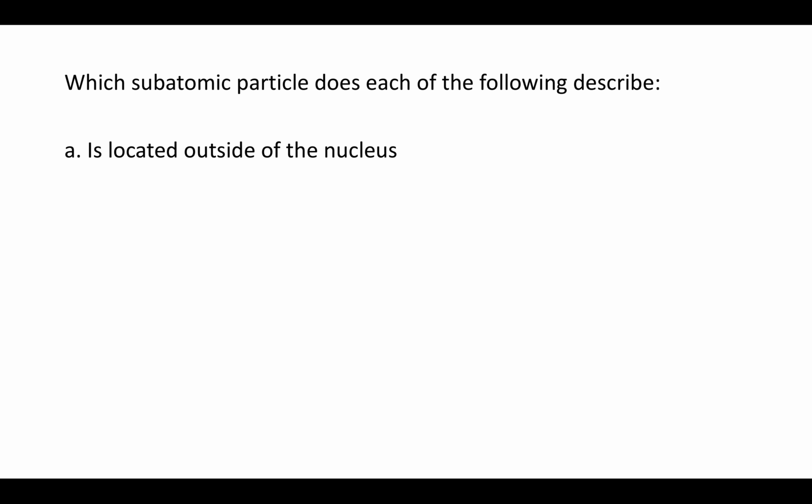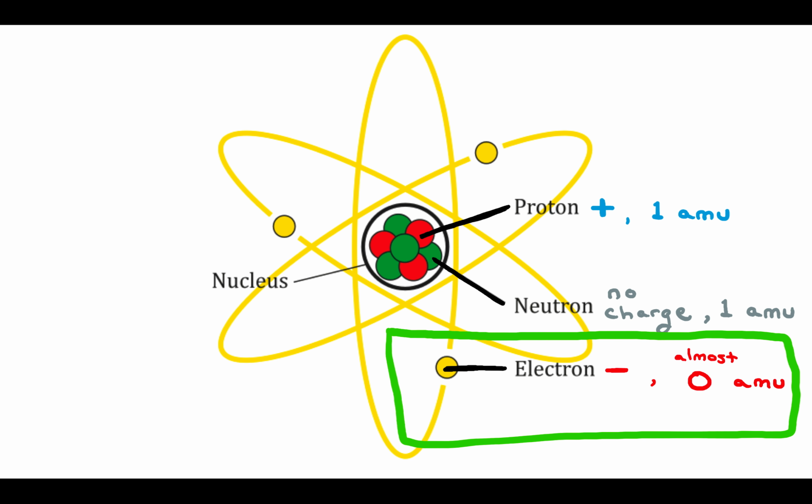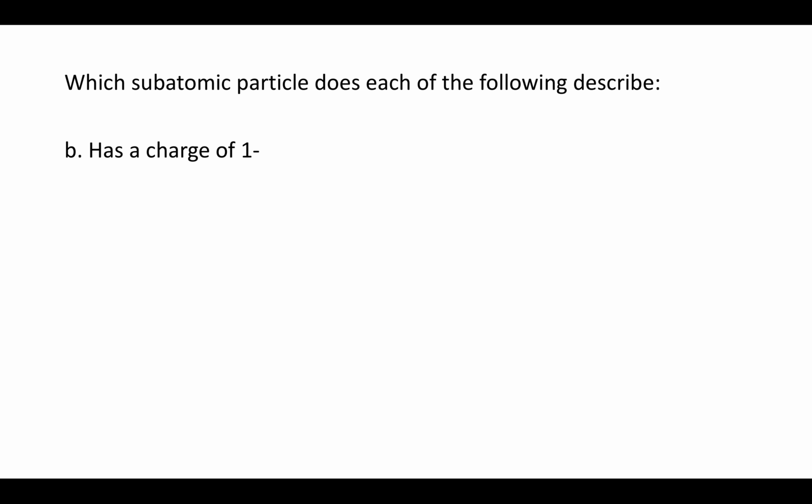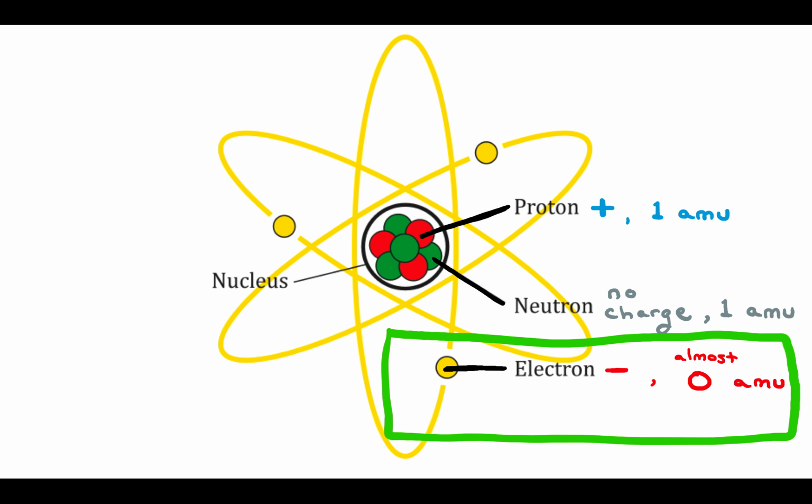Okay. Which subatomic particle does each of the following describe? A is located outside of the nucleus. There is only one particle located outside of the nucleus. Remember, the nucleus is that center part. Outside of it is only the electron. Which one has a charge of -1? Again, the electron has a charge of -1.